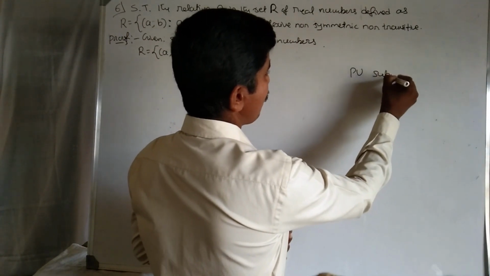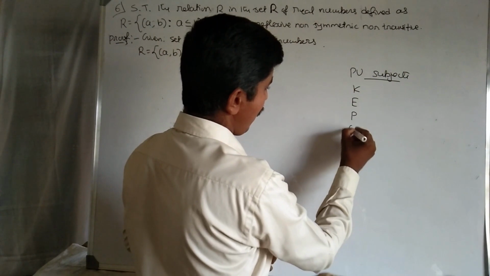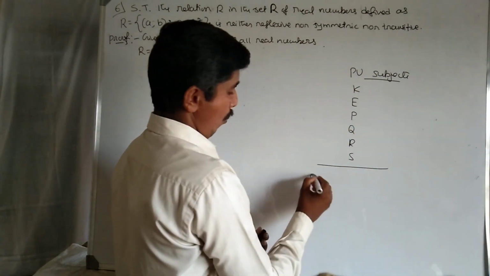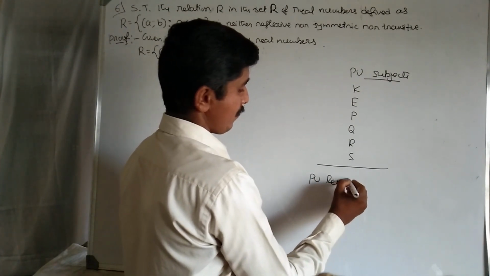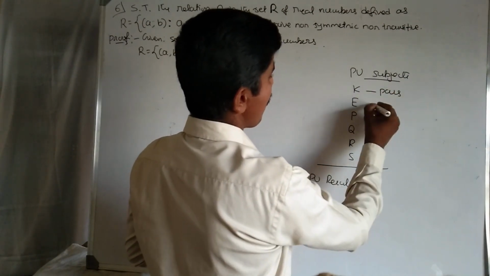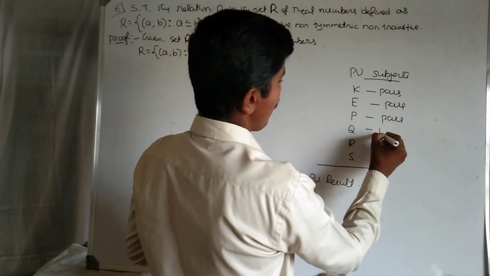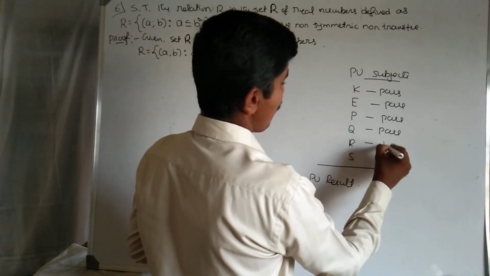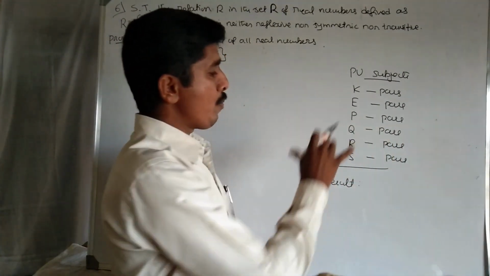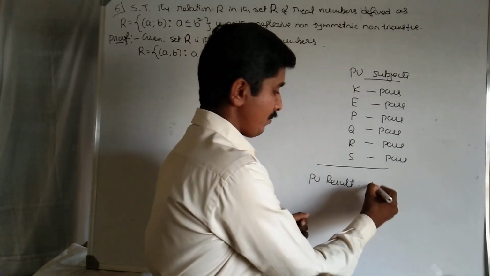PU subjects: Kannada, English, P subject, Q subject, R subject, S subject. What about your PU result? Kannada subject pass, English pass, P subject pass, Q subject pass, R subject pass, S subject pass. A student who passed all these 6 subjects means the result will be promoted pass.